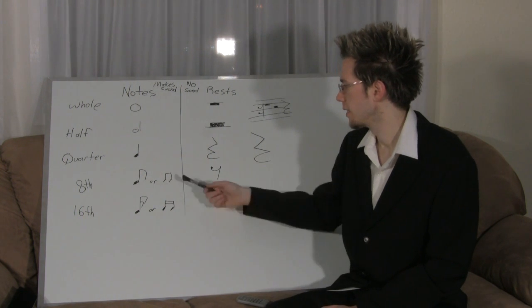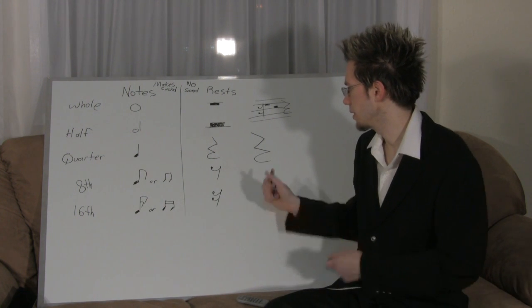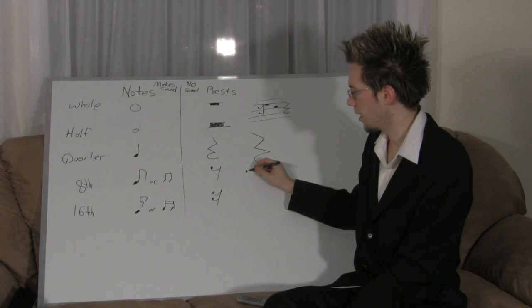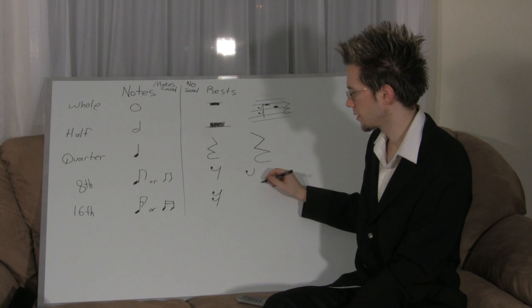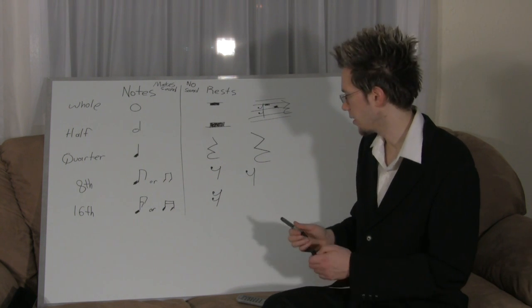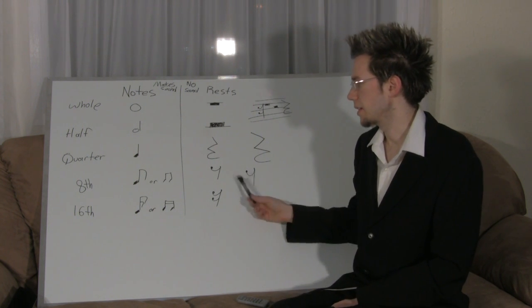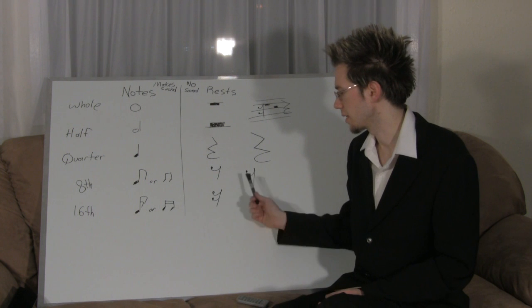Okay, now 8th. So this is an 8th rest. How you draw these is, I always do a dot. Now I do a U. And now I draw a line down, like that. And I try to also make it kind of in the shape of a Y. So that one is worth the same as an 8th note, but it's an 8th rest.